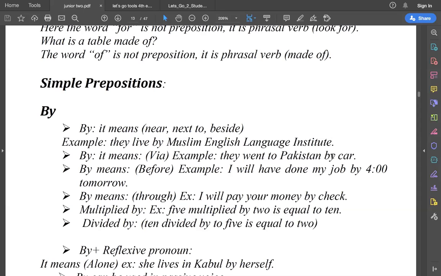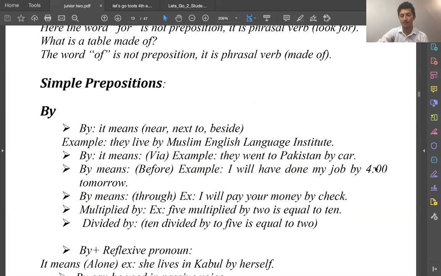You can use by instead of via. You can say they went to Pakistan by car, and here you use by. It means by car. And also by means before. I will have done my job by 4 o'clock tomorrow. Sometimes you use by like before. We say that our class starts at 7:30 and will finish by 8 o'clock.